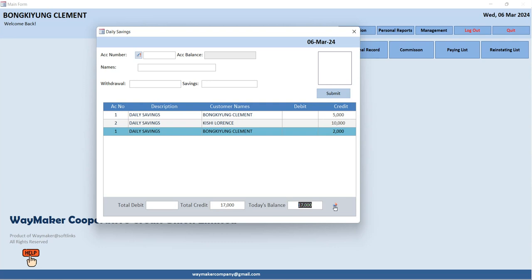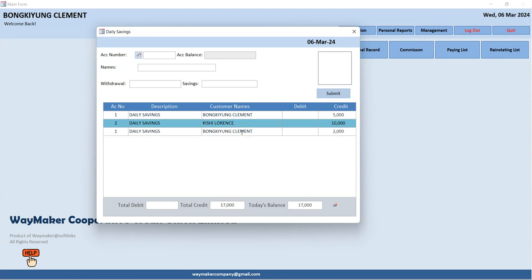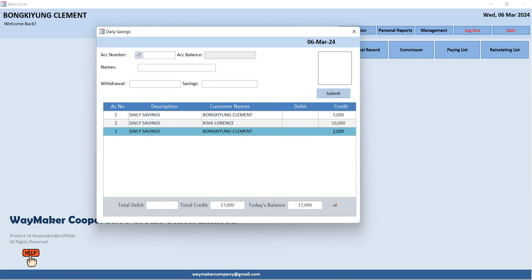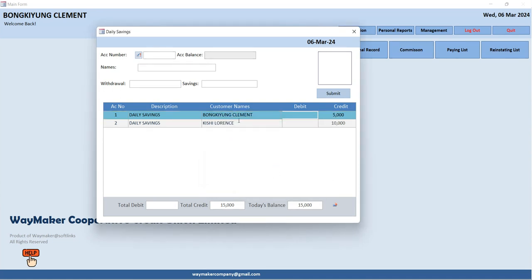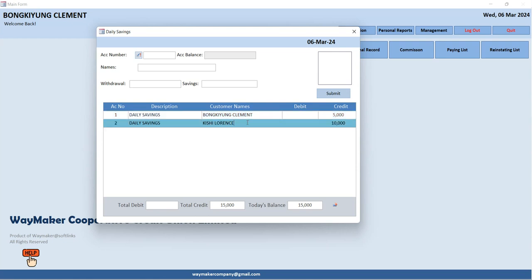Beside today's balance, we have a delete button. It's possible that a recording was an error. Since the accounting day is still open, the system permits the user to delete this record by clicking on this delete button here, and it prompts you asking if you really want to delete the record. If you click on yes, the record is automatically deleted. But when the accounting day is closed, we don't have the privilege of deleting a record again.